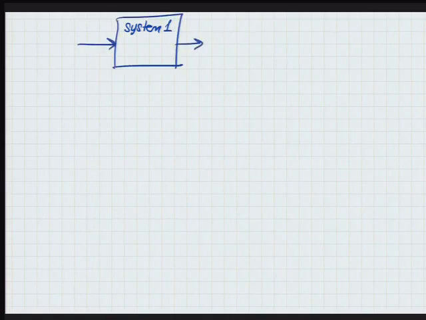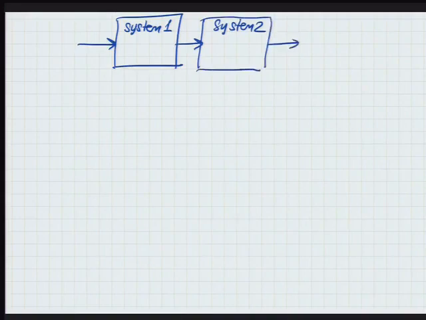System 1. System 2. So give me two such systems, memoryless even. You don't need any memory in these systems to give an example where changing the order doesn't give the same answer. Come on, quickly, you should be able to say something.